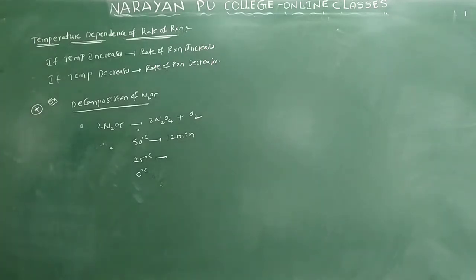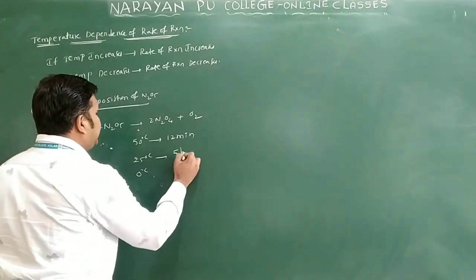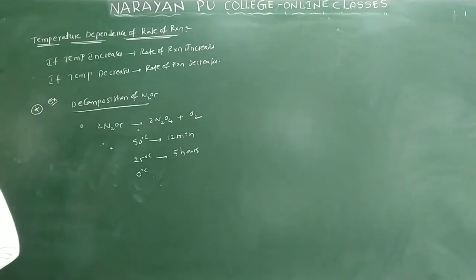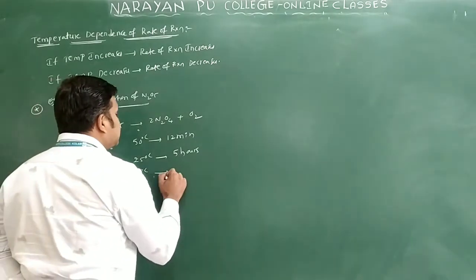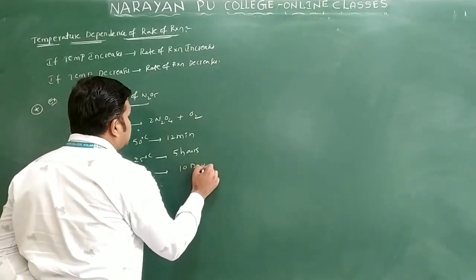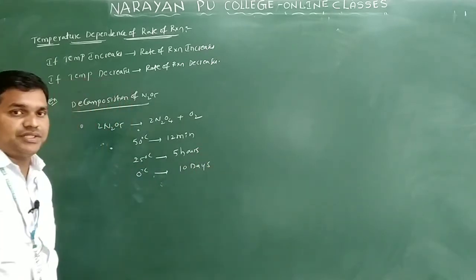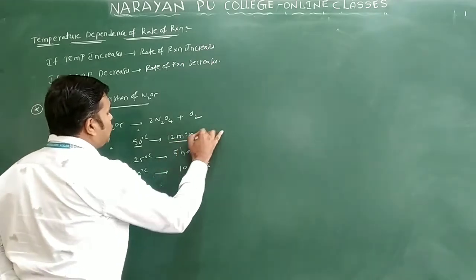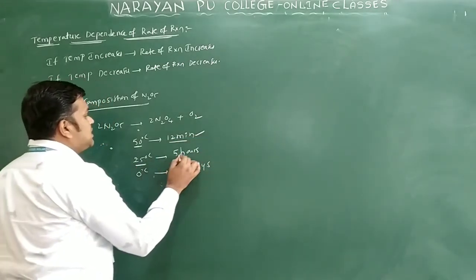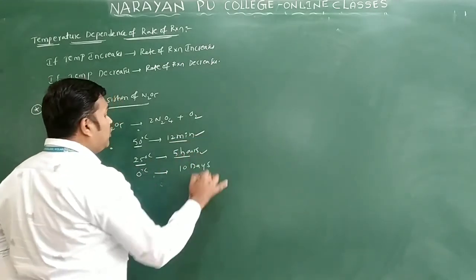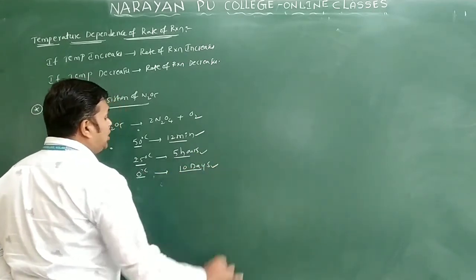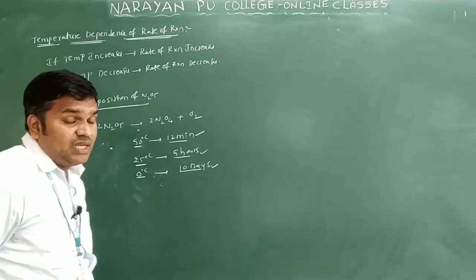If the reaction is carried out at 25 degrees Celsius, the reaction is completed in 5 hours. If the reaction is carried out at 0 degrees Celsius, how much time will it take? Here it takes 10 days. Clear? So at 50 degrees Celsius, the reaction is completed in 12 minutes. At 25 degrees Celsius, it takes 5 hours. At 0 degrees Celsius, it will take 10 days.